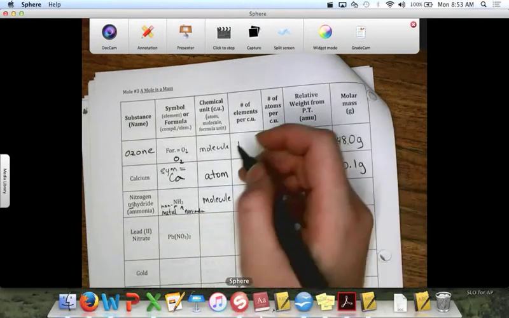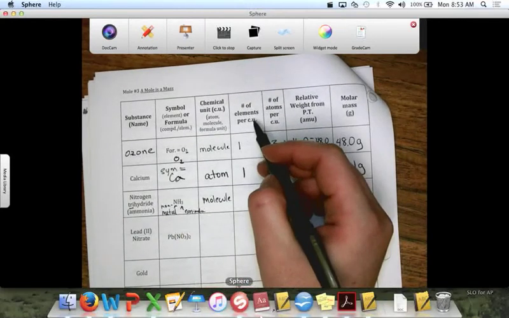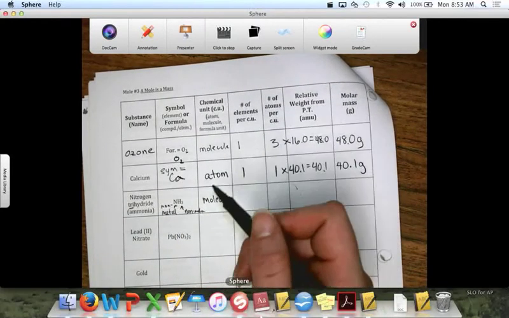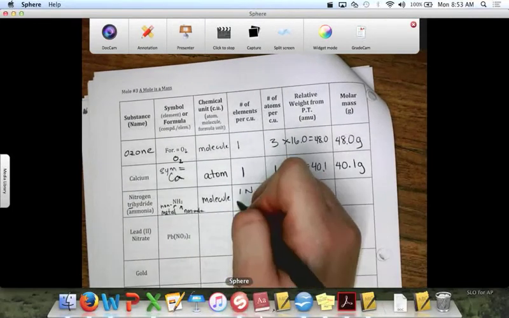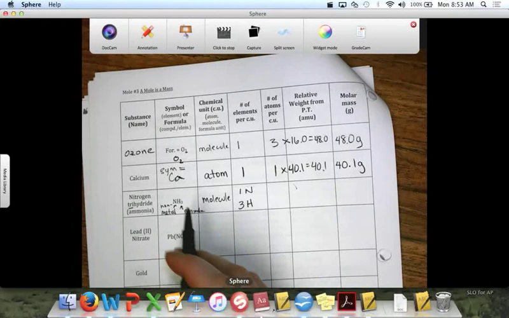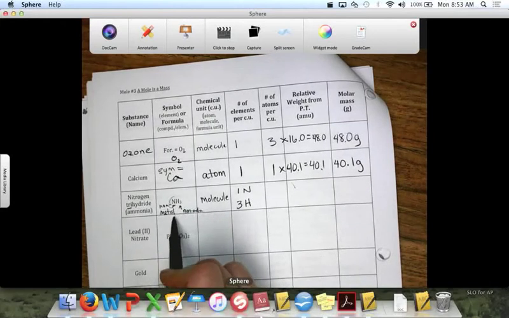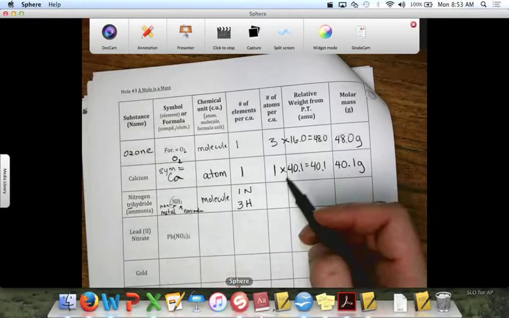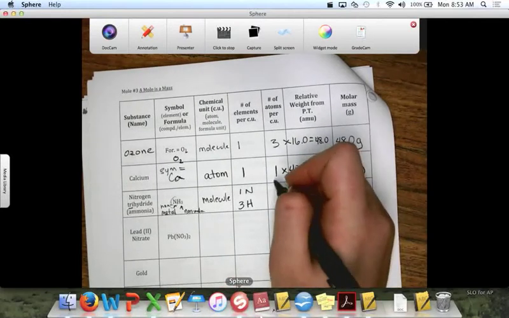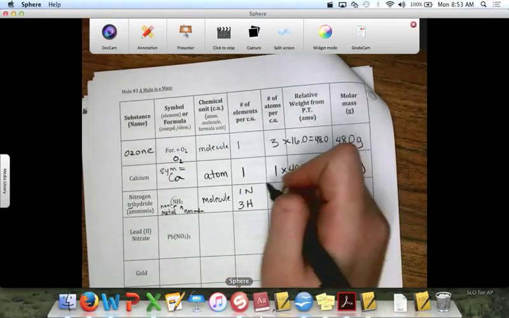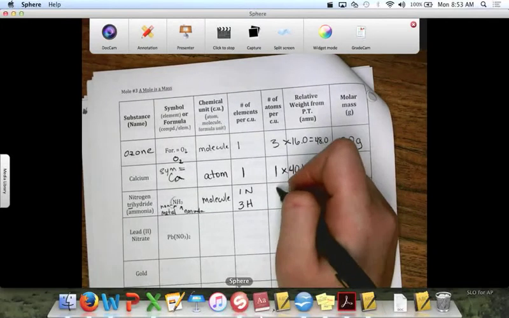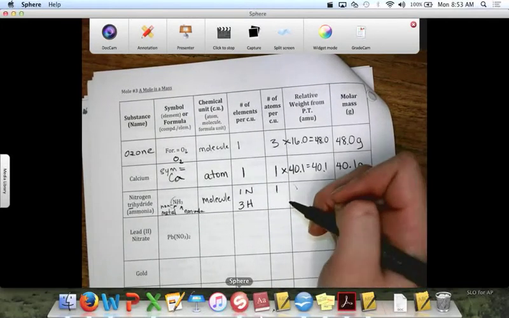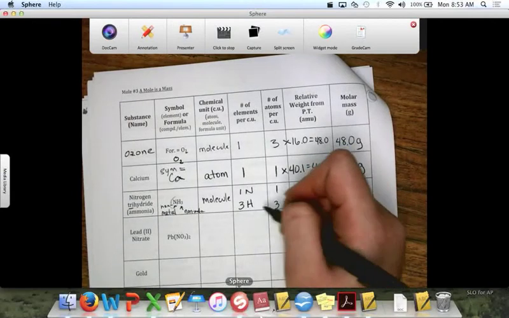The number of elements per chemical unit. Well, there are 1 nitrogen, 3 hydrogen, and I get that because there's only the 1 there. Again, we don't write 1s in science, but we get 3 hydrogens right after it. So we have 1 atom of nitrogen for a chemical unit and 3 chemical units of hydrogen.